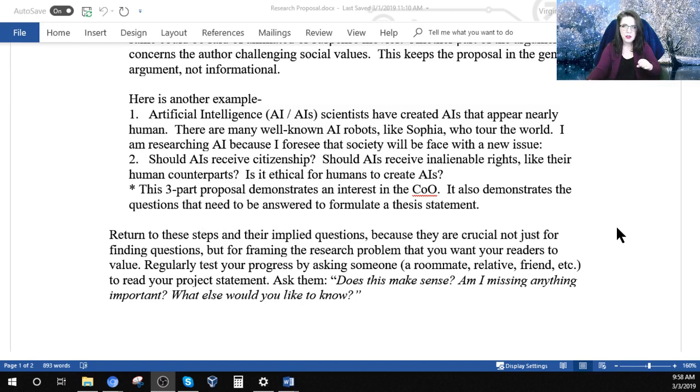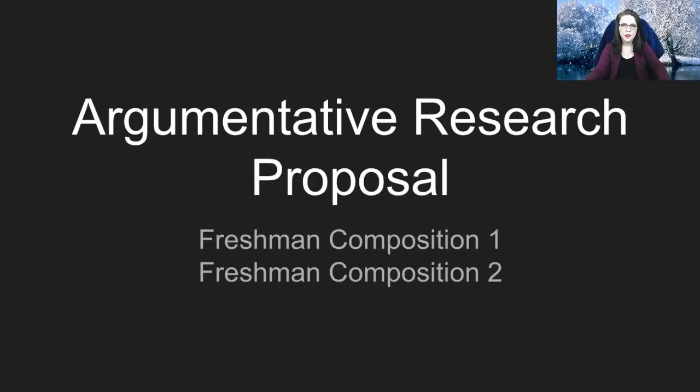So these are the instructions for the research proposal, and now let's move on to the lecture part for this assignment. Now let's look deeper into what the components of a research proposal are.